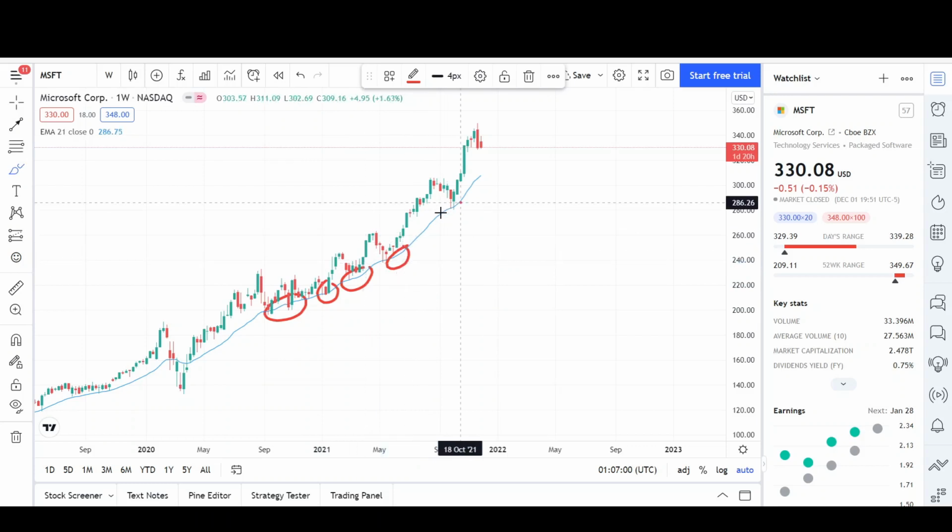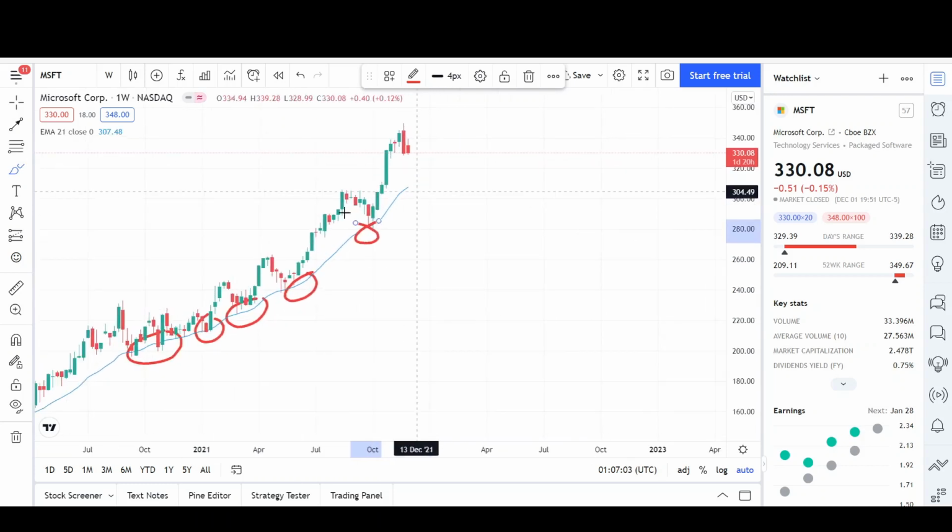Every time we come back to the EMA, we find support, and every time we get far away from it, you can see we pull back to it. So this is no different. Since we're far away from the EMA, I do expect a pullback to it, and that will probably take us right to the 310 level.